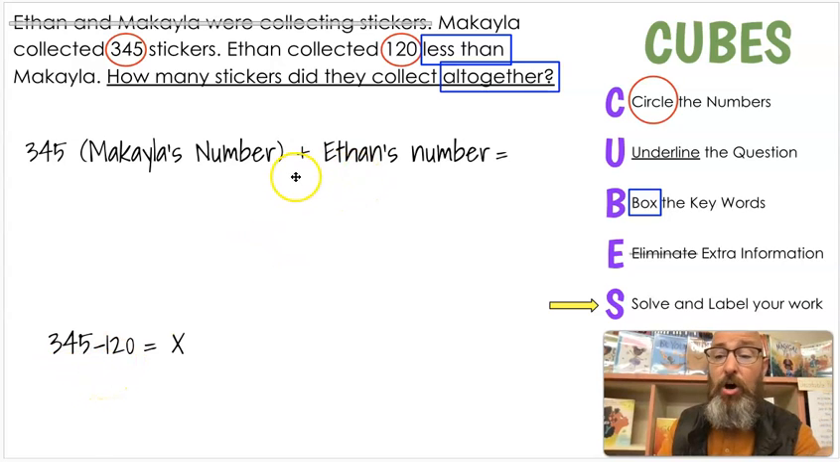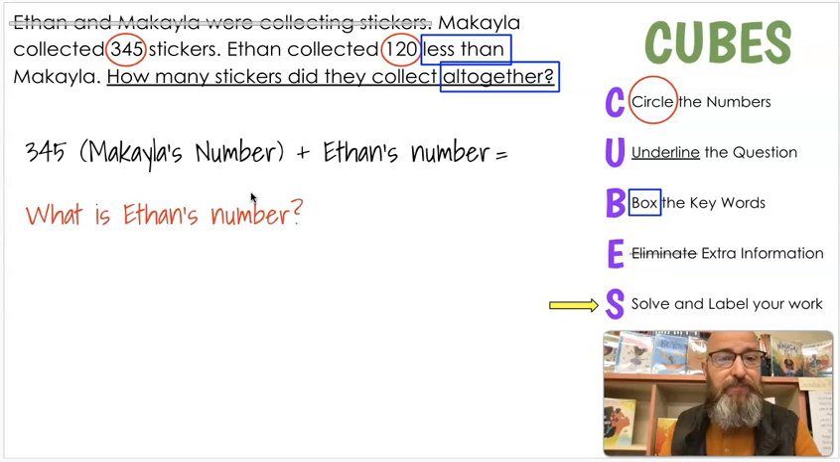So we can't solve the addition question until I've done the subtraction. So I need the less than for this one, and I need the altogether for this one. But remember, we can't do this until we've done this. Sometimes when you get a word problem, you have to do one equation before you can do the other equation. And that's what we're going to do today. Let's get started. I'll walk you through it.